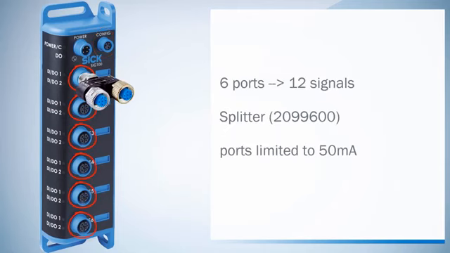Each of the M12 ports has two available pins that can be configured as a discrete input or output. This means that it is possible to process up to 12 signals on the 6 M12 ports using a suitable splitter. Note that each port is limited to 50 milliamps. Make sure to observe the power consumption of the connected devices when starting a new project.